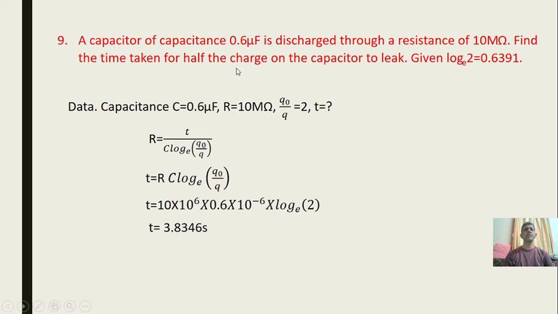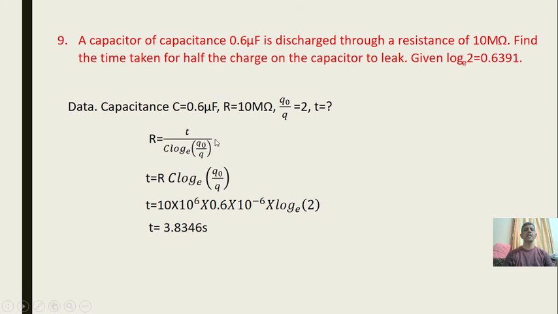Next, a capacitor of capacitance 0.6 microfarad is discharged through a resistance of 10 mega ohm. Find the time taken for half of the charge on the capacitor to leak, given log 2 to base 10 is equal to 0.6391. Given data is capacitance of the capacitor C is equal to 0.6 microfarad, R is equal to 10 mega ohm, Q0 by Q is equal to 2, T to be calculated.